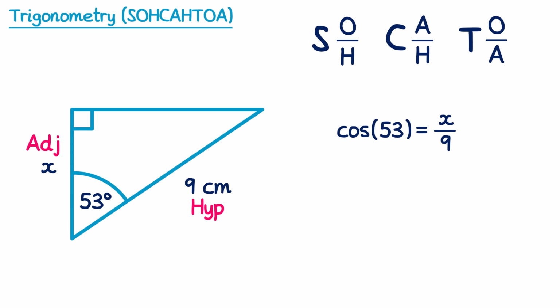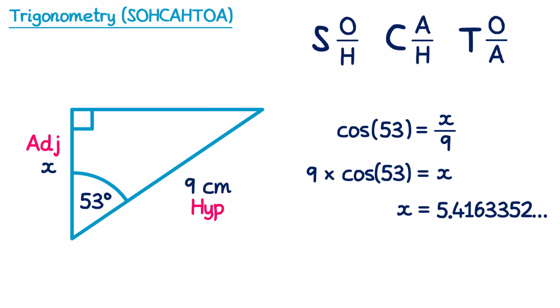Now I just need to solve this equation by multiplying both sides by 9. If I multiply 9 on the left-hand side, I get 9 lots of cos 53, and if I multiply by 9 on the right-hand side, the 9s will cancel and we have x. So we type this into our calculator, and that will give you the value of 5.416 and so on. Let's round this off to 3 significant figures at 5.42.